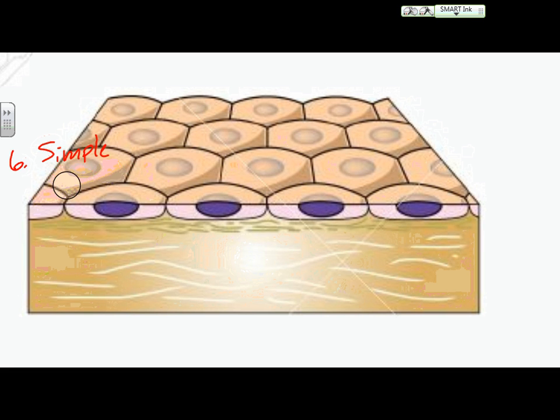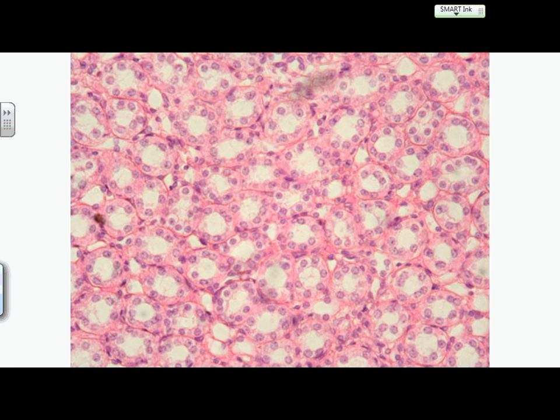Number 7. Ooh. So each of these rings going around is a part of the tissue. That's what we're looking at there. And each one of these rings consists of one layer of cells that are cube shaped. So that's the one that's simple cuboidal. Okay, simple cuboidal there.